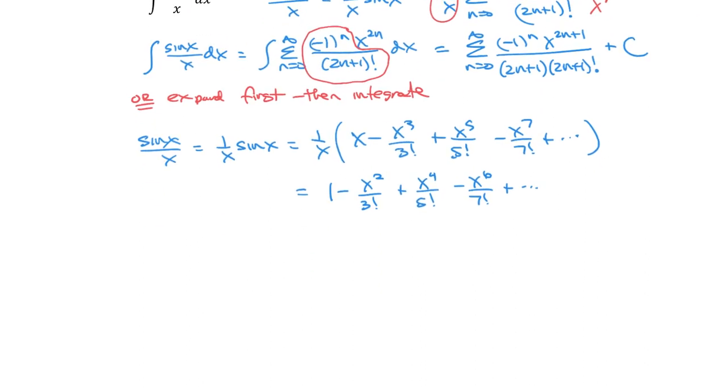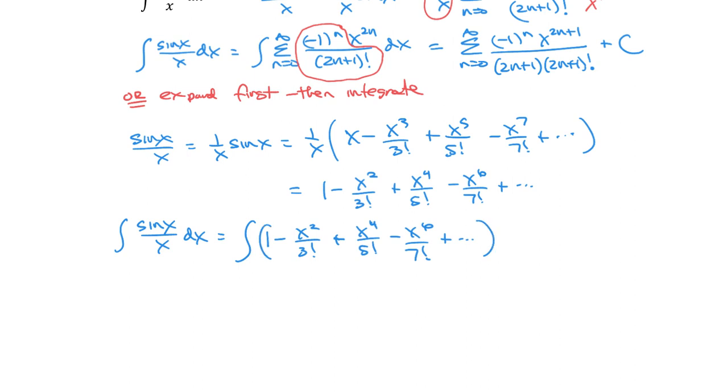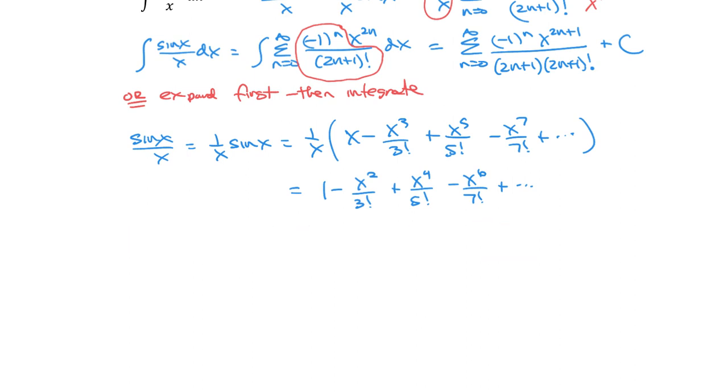And now if we want to integrate that, we can just say, all right, we're going to integrate sine of x over x dx, which means we're going to integrate that result that we just got there: 1 minus x squared over 3 factorial plus x to the 4th over 5 factorial minus x to the 6th over 7 factorial plus ... dx, right? So now we just integrate term by term.